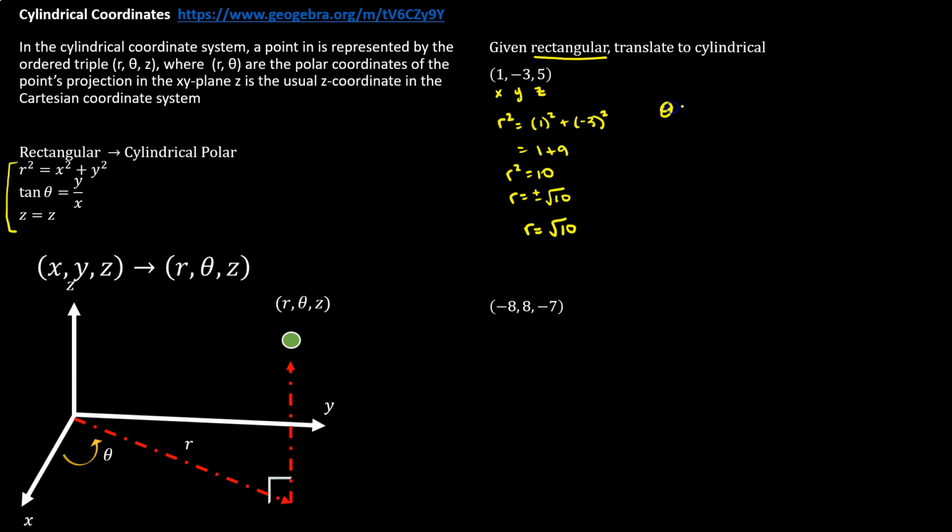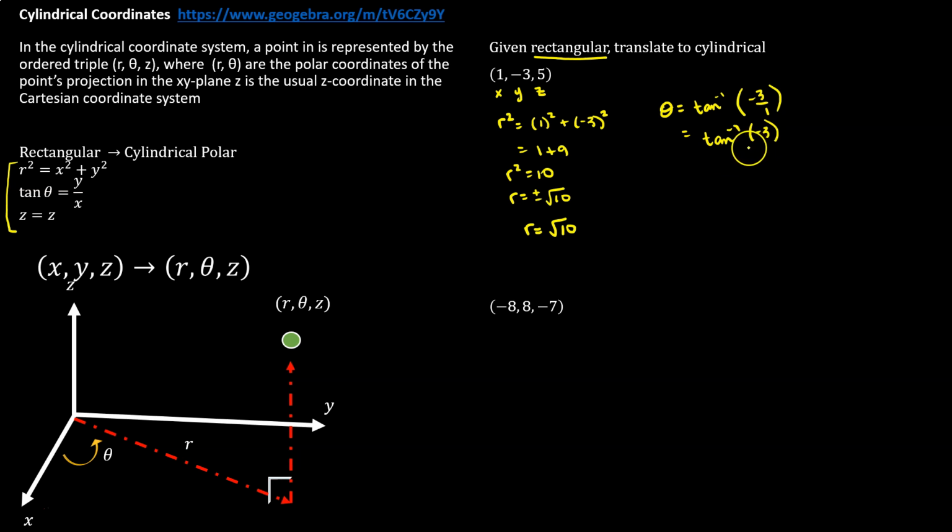All right, then we need to calculate theta. So theta is found using tangent. So we're going to do tangent inverse of y over x, -3 over 1, or tangent inverse of -3. And we can use our calculator here if we want. Unfortunately, tangent inverse of -3 doesn't work out to be a nice neat angle, so we're just going to leave it as tangent inverse of -3.